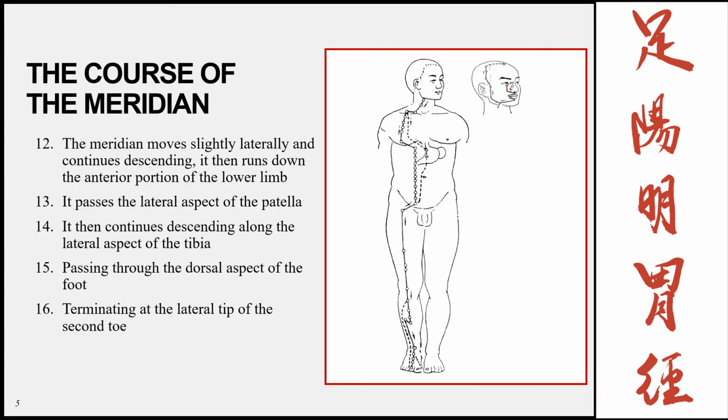And then they run down the anterior portion of the leg like this, where they pass just lateral to the patella over here. And they continue descending along the lateral and anterior aspect of the tibia over here. And then they continue descending all the way to the foot, where they run along the dorsal aspect of the foot. And they terminate on the lateral tip of the second toe, right about here.